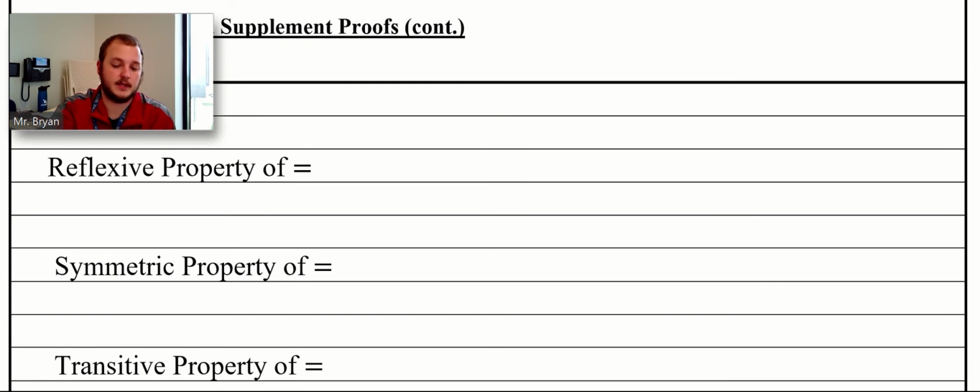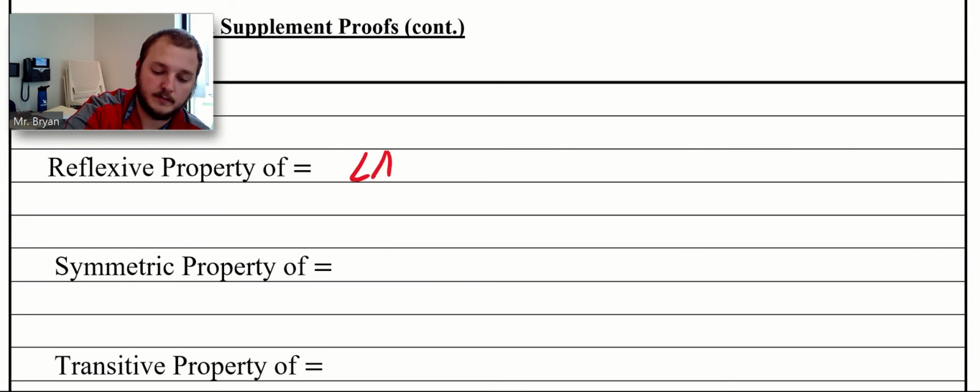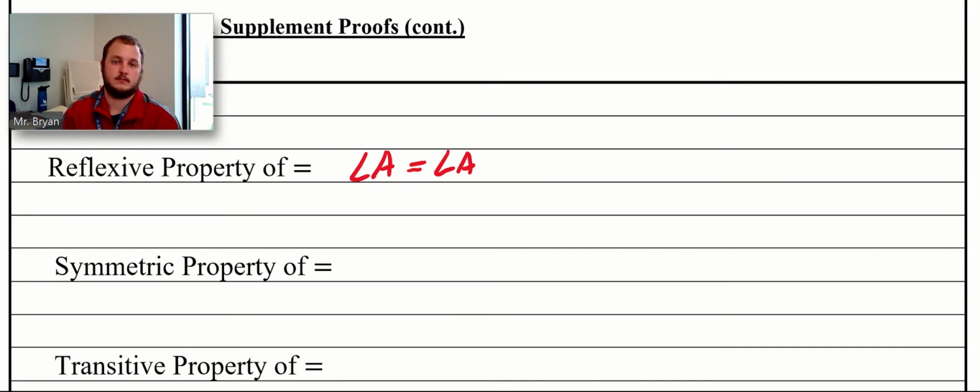I'll give you a sec to write that down. That is with an X, reflexive property of equality. And this one is fairly straightforward. We'll just use letters for this, or we'll say these are angles. Okay, you can use this for angles, segments, numbers, whatever. But these are just general properties that we can use. So the reflexive property says this. It says, fairly straightforward, angle A equals angle A. Okay, that's all the reflexive property says.